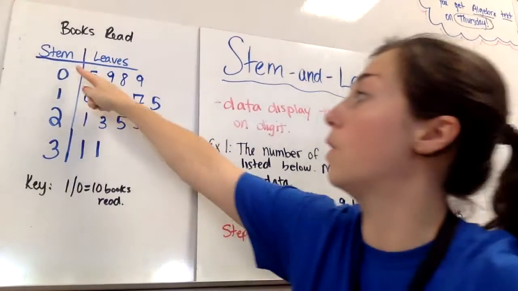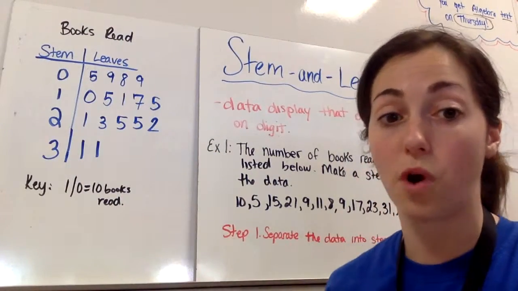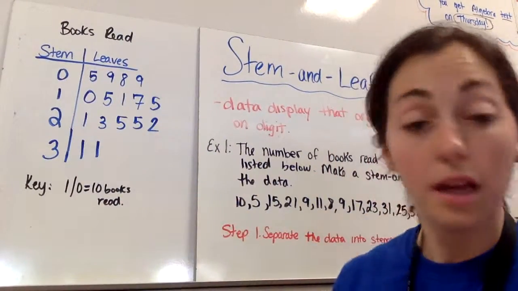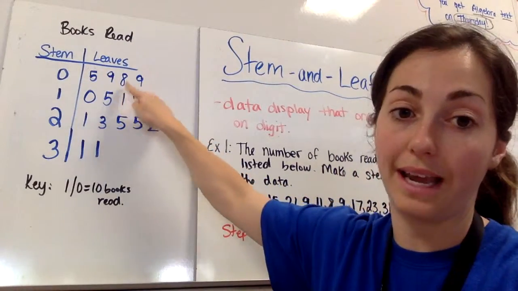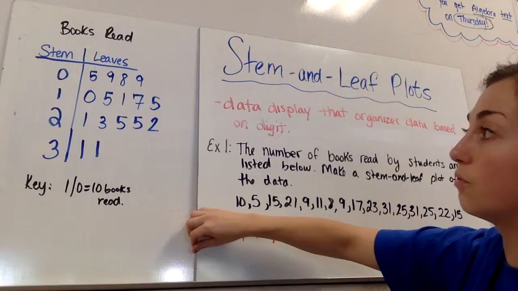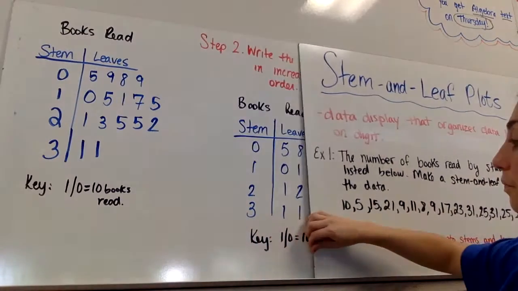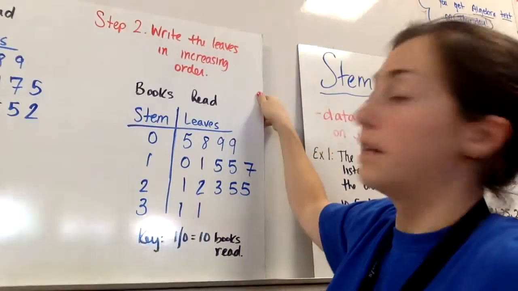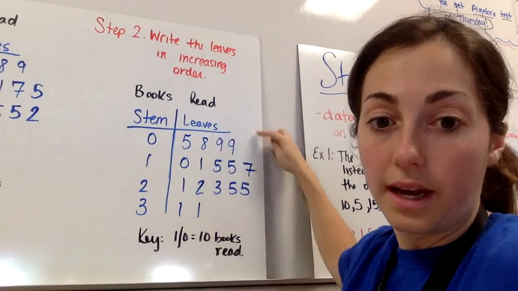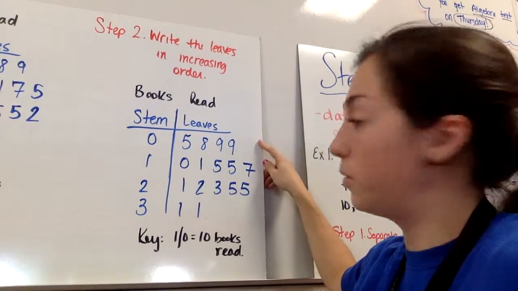So when we put these in order, our stems stay the same. So we're redrawing this, same title, same key. And then we're just reordering my leaves so they go in order. Instead of 5, 9, 8, 9, it turns into 5, 8, 9, 9. So step 2. Write the leaves in increasing order. And here we go. These are all increasing.